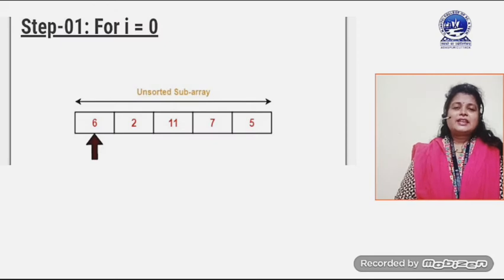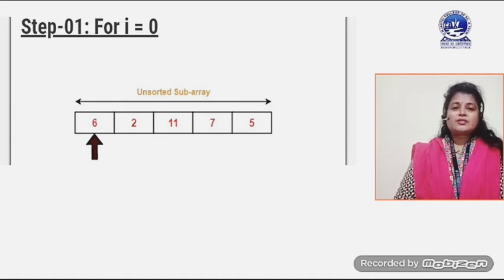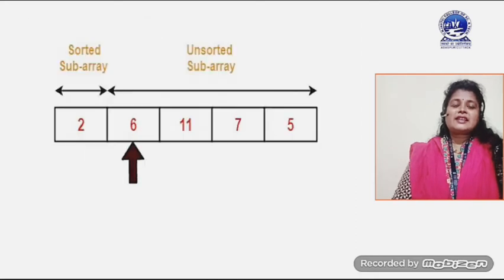Now I am taking another example to explain selection sort. In this example, the list consists of 6, 2, 11, 7 and 5, and at the first step I am taking 6 and comparing it with all the other elements of the list. Which were the other elements? 2, 11, 7 and 5, and we got that 2 is the smallest value, so we will swap 2 with 6.